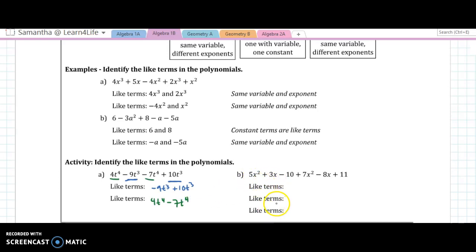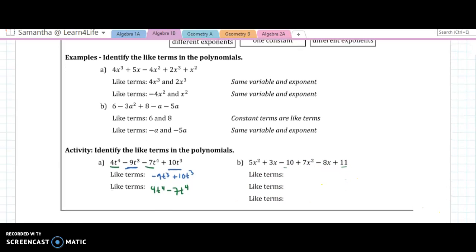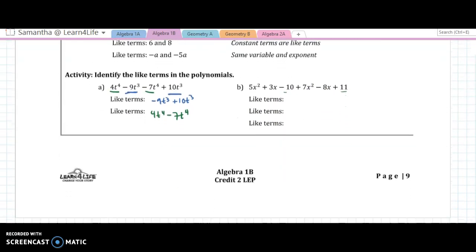This one, I think you can pause the video and try this one out. Tell me what the like terms are here. So remember, it's just whenever the variable has the same exponent, or they're both whole numbers, like these two would be like terms, right? Then you can actually add them together. They are like terms.